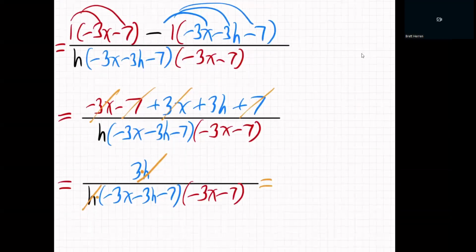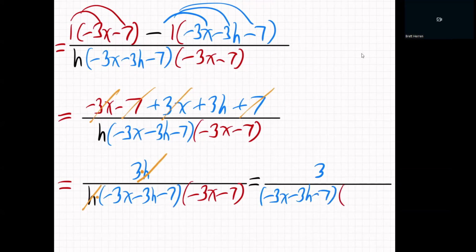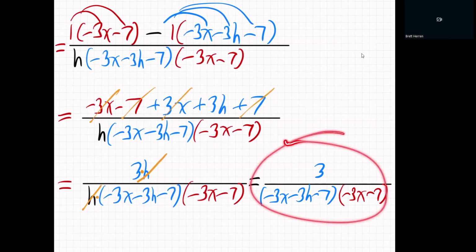And so what does that leave us? I think we finally got it. We have it simplified to where it's no longer a complex fraction. It's just 3 on the top and minus 3x minus 3h minus 7 and minus 3x minus 7 on the bottom. And it's a normal fraction. It's not a complex fraction, not fractions over fractions anymore.